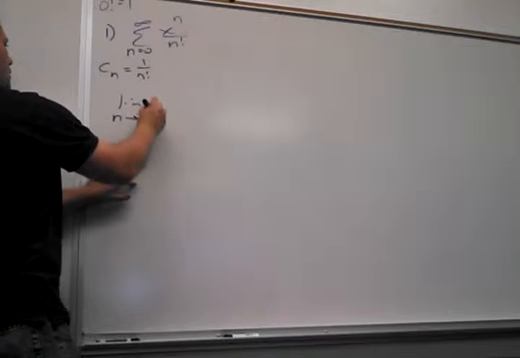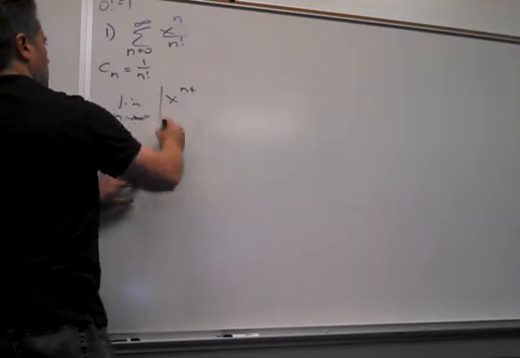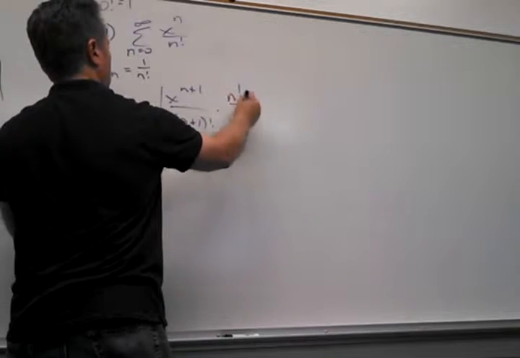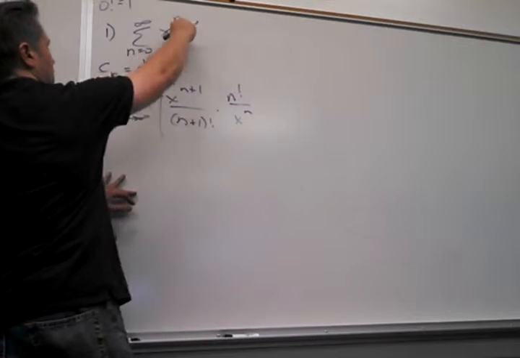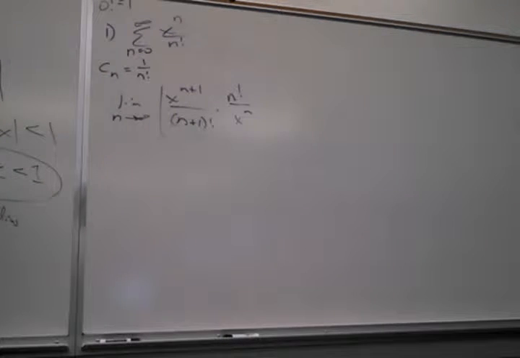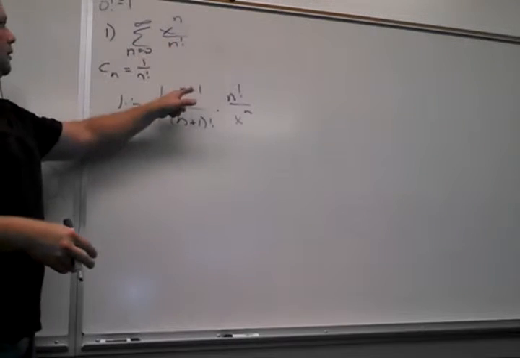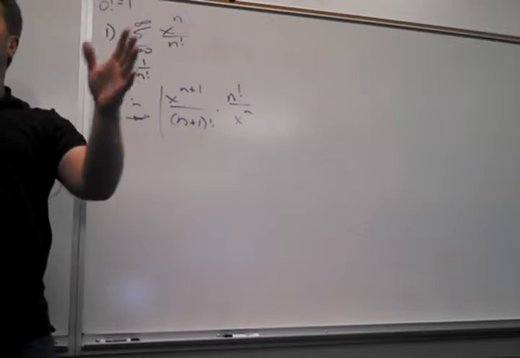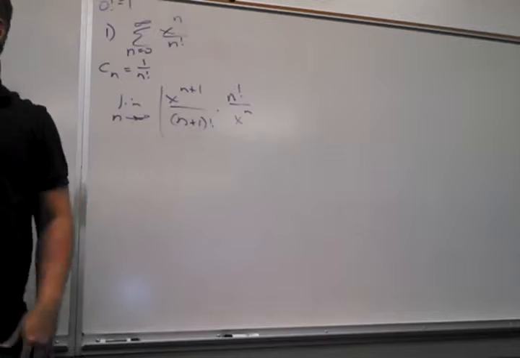x to the n plus 1 over n plus 1 factorial times n factorial over x to the n. Yeah, so it's just that guy flipped over here, and then that guy with an n plus 1 in it there. It's always the next term divided by the previous term. Technically you could make it n and n minus 1, but don't. It would still work, but just don't.